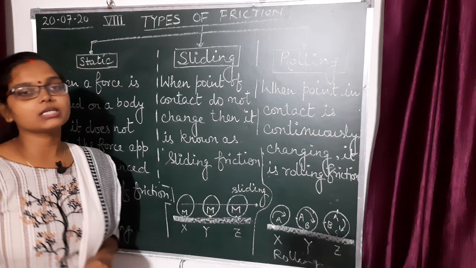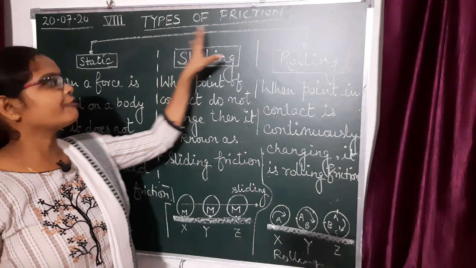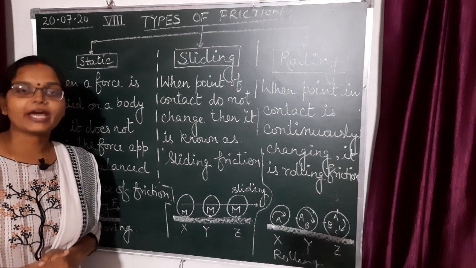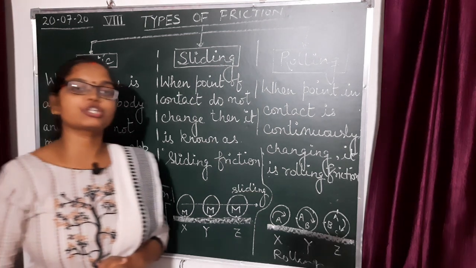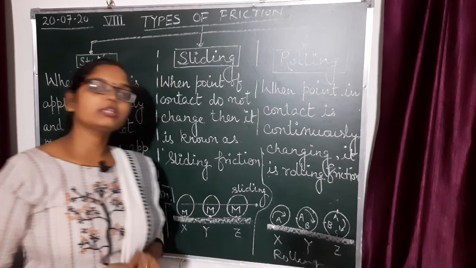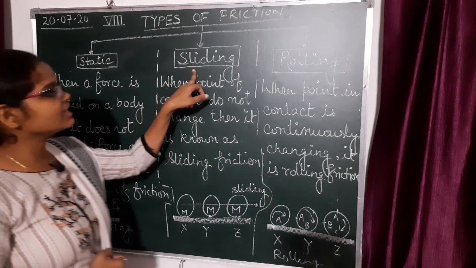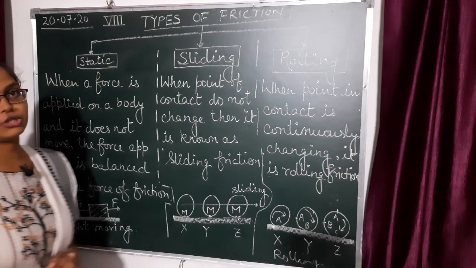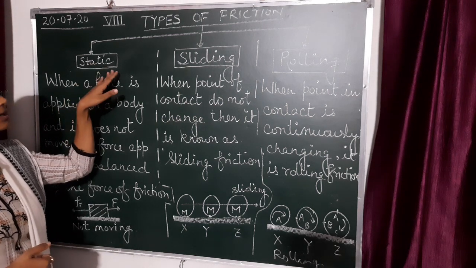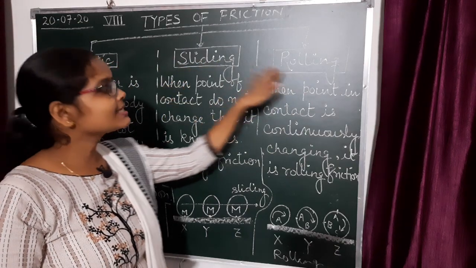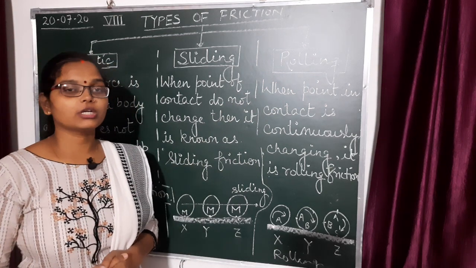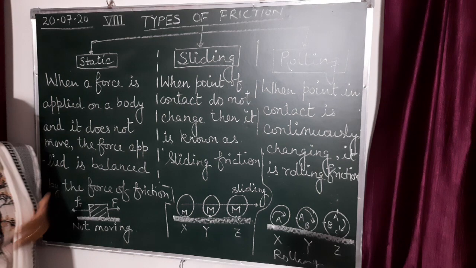Now, the next topic in this chapter is types of friction. So, friction is basically of two types. The first is static friction and the second is kinetic friction. In kinetic friction, there are two types of friction, sliding as well as rolling friction. So we can say that friction is of three types now: static, sliding and rolling. Sliding and rolling come under the category of kinetic friction. Let us understand one by one.